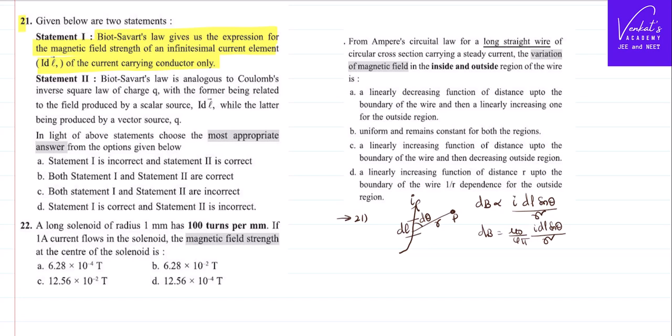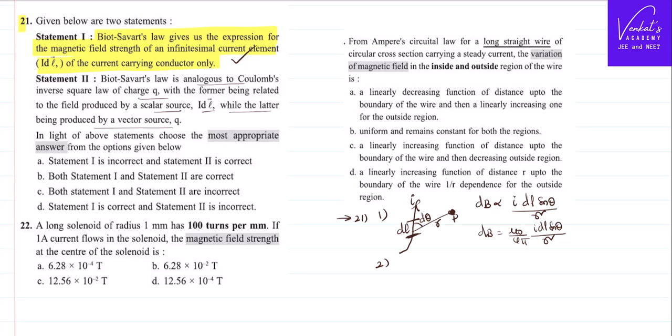We are going to calculate the magnetic field at a point due to a small portion of the wire, due to a current carrying conductor. So the first statement is perfectly fine. Look at the second statement. What the second statement says is Biot-Savart's law is analogous to Coulomb's inverse square law of charge q, with the former being related to the field produced by a scalar source, whereas the latter being produced by a vector source q.